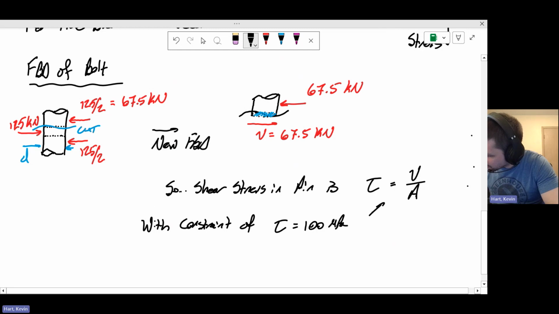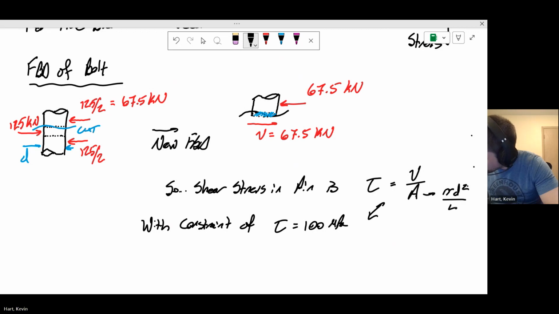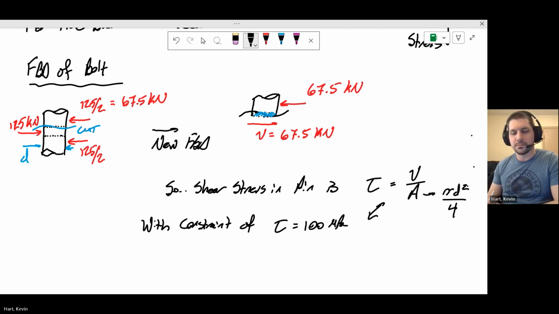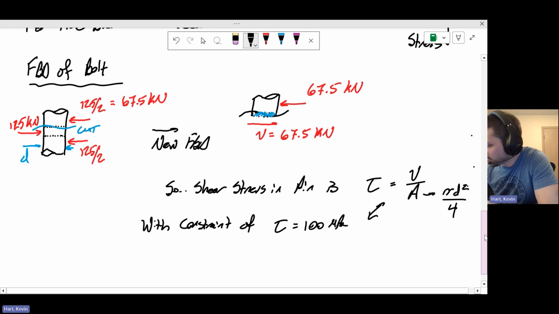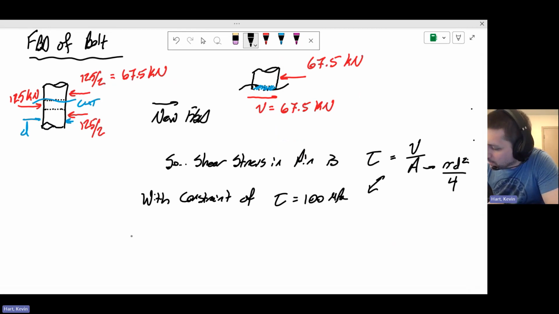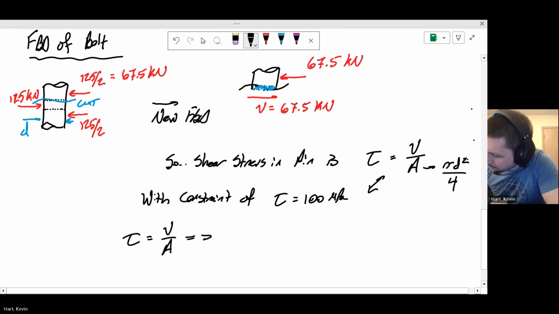We can also put these two little pieces together, where remember this is pi d squared on 4. This will help us determine what variable d that we need for that tie rod diameter. Okay, so here we go. Tau is the shear load on the cross-sectional area. Let's put numbers in here. It says 100 MPa.